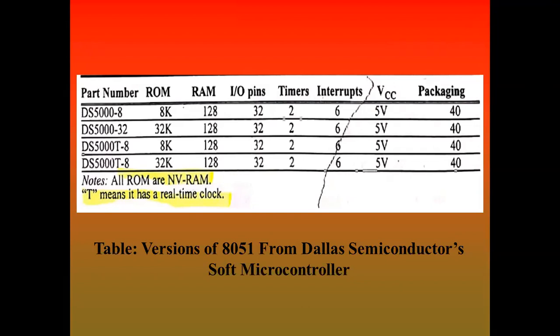And this is in contrast with the UV-PROM and the flash memory, where the entire content will be erased before it is programmed again. But this is not the case with the DS5000 series. We can erase one byte at a time also. And next is the real time clock.